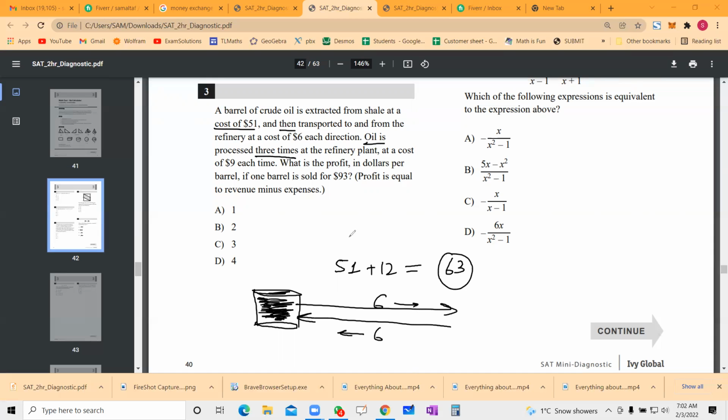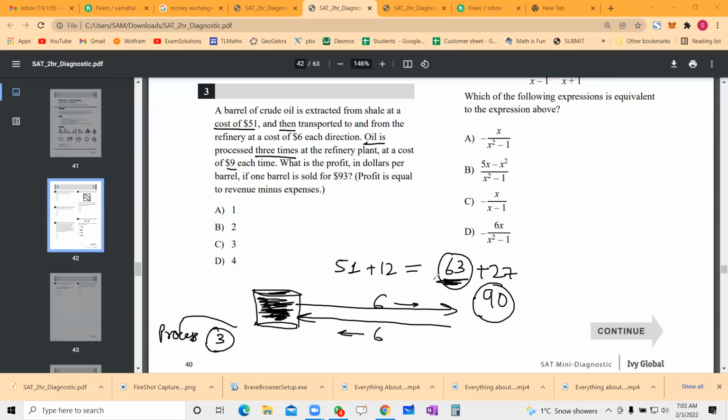And then oil is processed 3 times at the refinery plant at a cost of $9 each time. Now there's a processing, and it's processed 3 times. What's the cost for one processing? $9. So how many times is it processed? 3. So how much will be the total? $27. So don't we have to add 27 to the previous spending? That will be 90. So you have spent a total of 90, right? Till now.